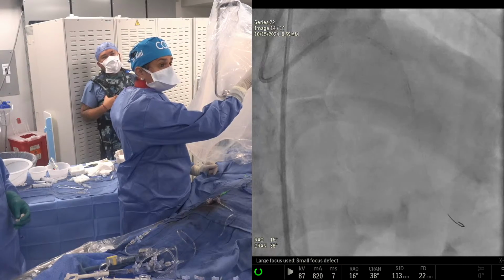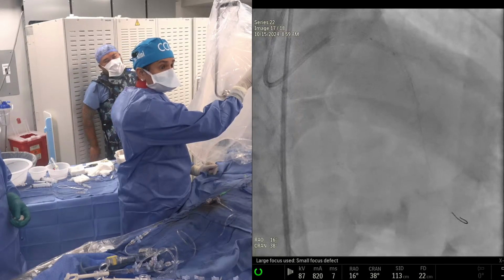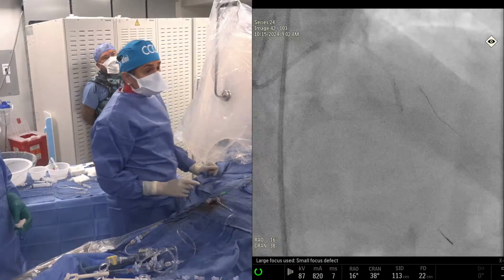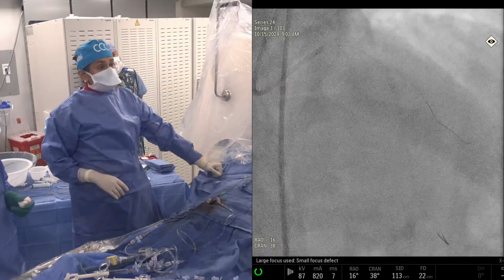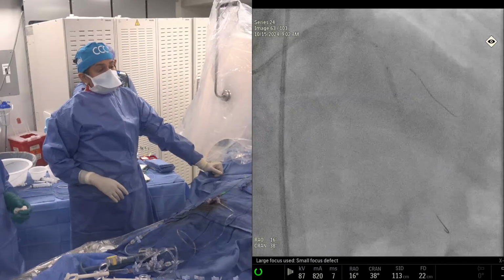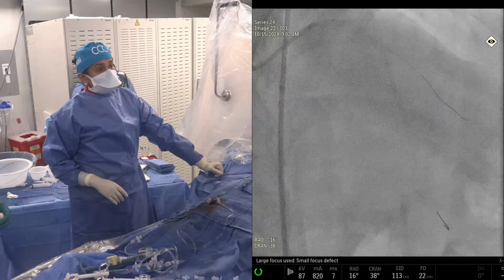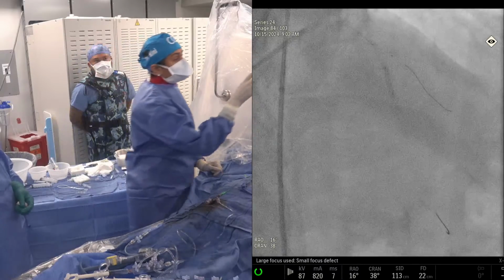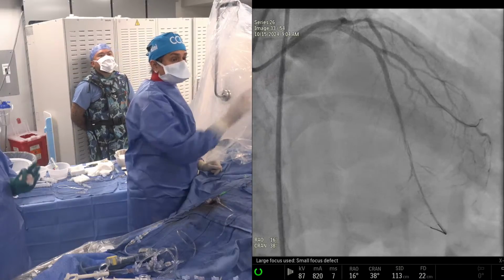Proximal optimization, we did it with the 3.5 by 15 balloon at 20 atmospheres. Then we wired the diag, but were not able to get a 2.5 high-pressure balloon into the diag. So what you do is anchoring. We had the same 3.5 balloon at 3 to 4 atmospheres in the distal part of the LAD. We anchored it and were able to get that 2.5 high-pressure balloon into the diagonal. Then we did the kiss, and this is where we are.